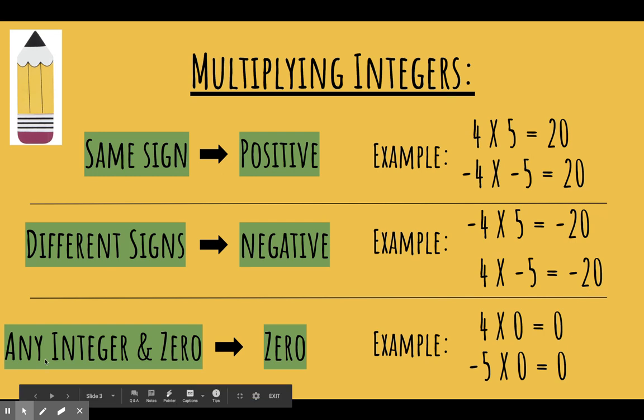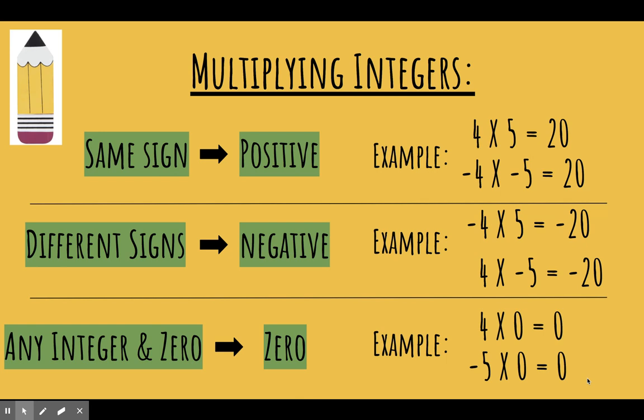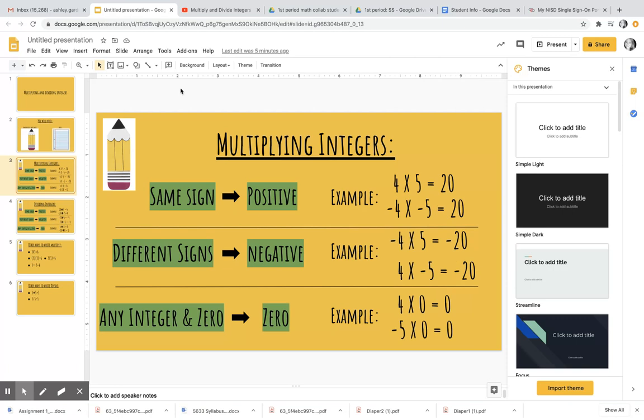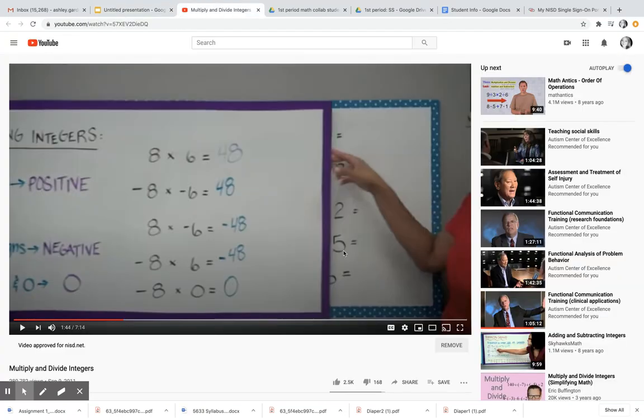Last, we have any integer and 0. The answer is going to be 0. For your example, we have 4 times 0 equals 0. And negative 5 times 0 also equals 0. Go ahead and pause so you have time to write down everything on this slide. Okay, let's continue our video.